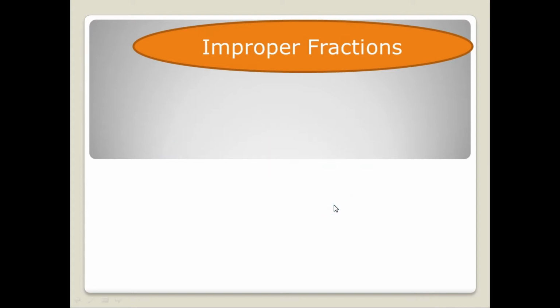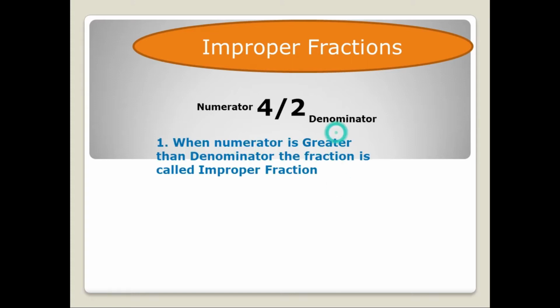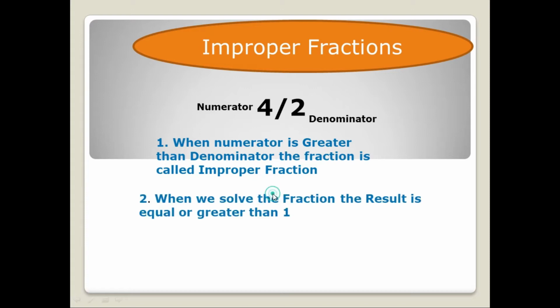The second type of fraction is improper fraction. Consider the example of 4 over 2, where 4 is the numerator and 2 is the denominator. When the numerator is greater than the denominator, the fraction is called an improper fraction. And when we solve this type of fraction, the result is equal to or greater than 1.